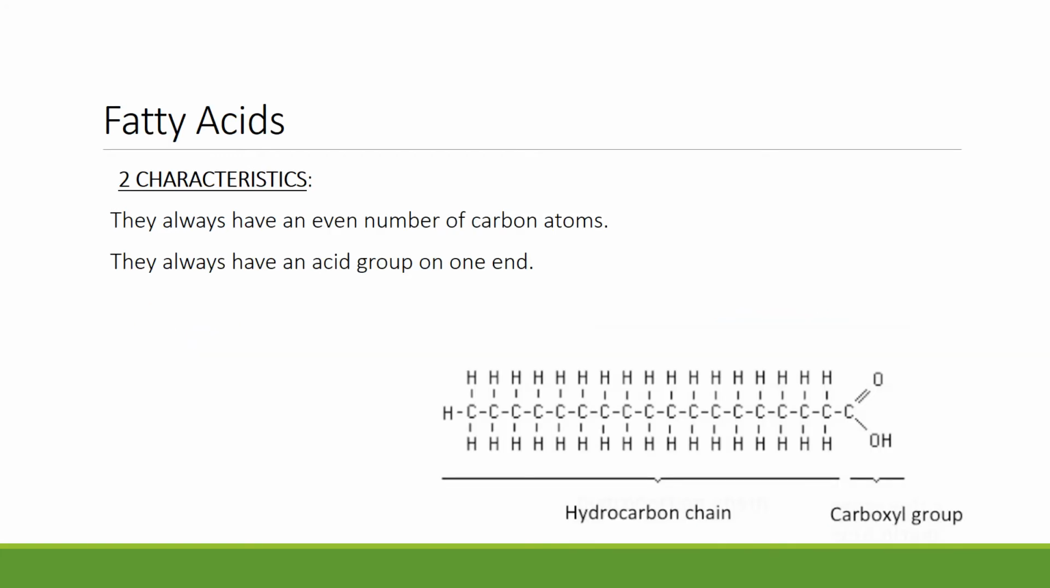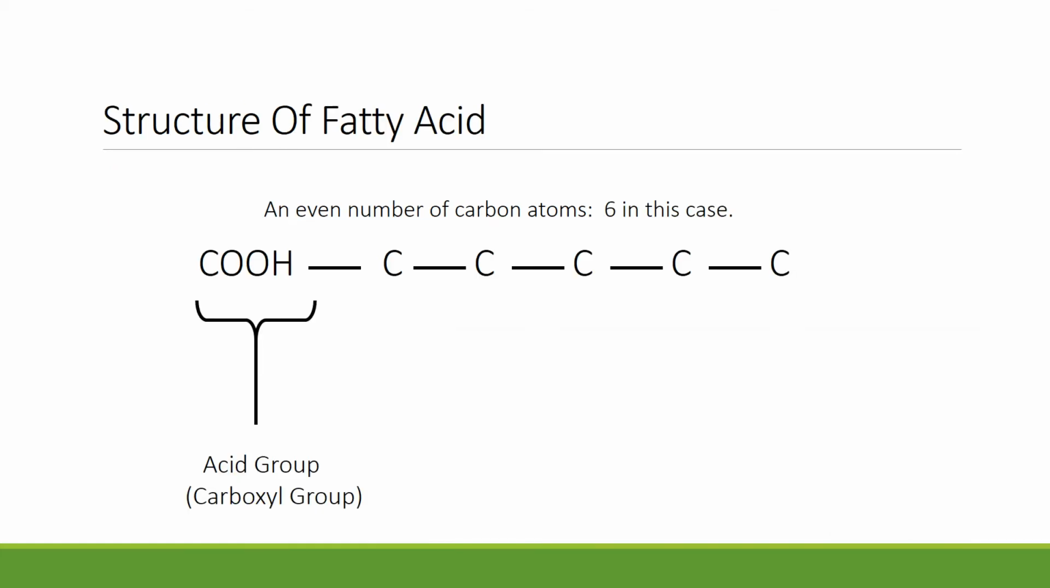To determine if a molecule is a fatty acid, you should always look for 2 characteristics. Fatty acids always have an even number of carbon atoms, and this includes the one in the acid group, and they always have an acid group on one end. Look at the picture on the right. You can see the hydrocarbon chain and the carboxyl or the acid group on the right. Check for both of the characteristics I just mentioned in this particular structure.